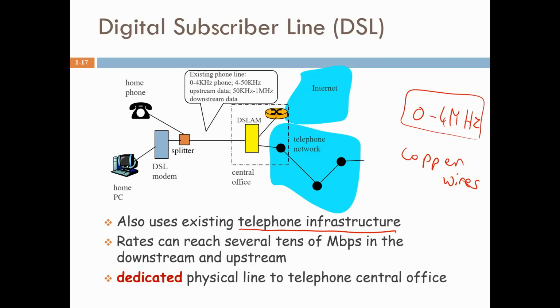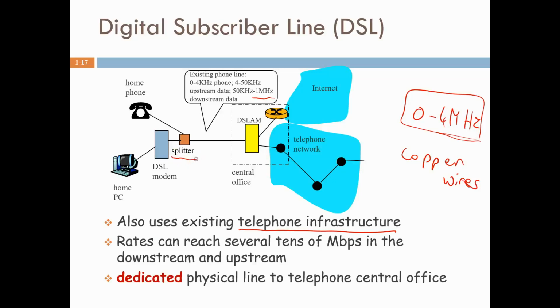But even the copper wires have a much larger bandwidth, larger than 4 kilohertz. The bandwidth can actually go up to 1 megahertz. And so the idea in digital subscriber lines is that you use the entire bandwidth of the telephone network and not restrict yourself to making a phone call with a bandwidth of 4 kilohertz. Now, how do we open up the bandwidth of the telephone network? How do we not restrict ourselves to the bandwidth of a phone call?